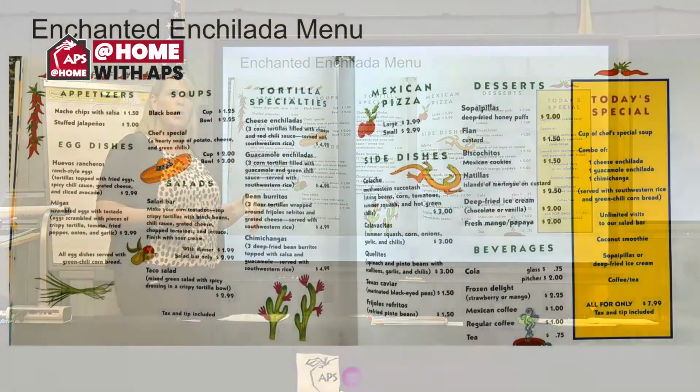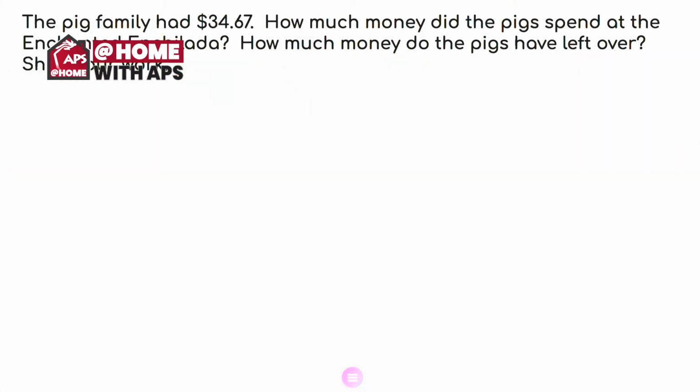So $7.99, but they have $34.67. Did they have enough money to buy everything? I don't know. We're going to have to think about that. First thing we're going to have to figure out is how much money were all those dinners, right? So if we're thinking $7.99, make sure I have that on again.